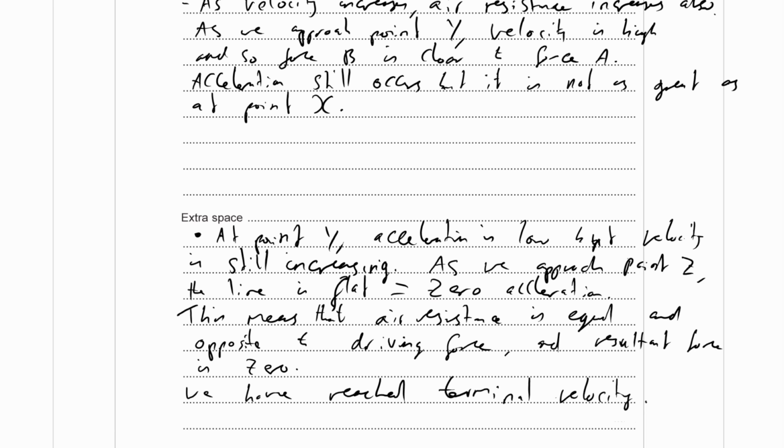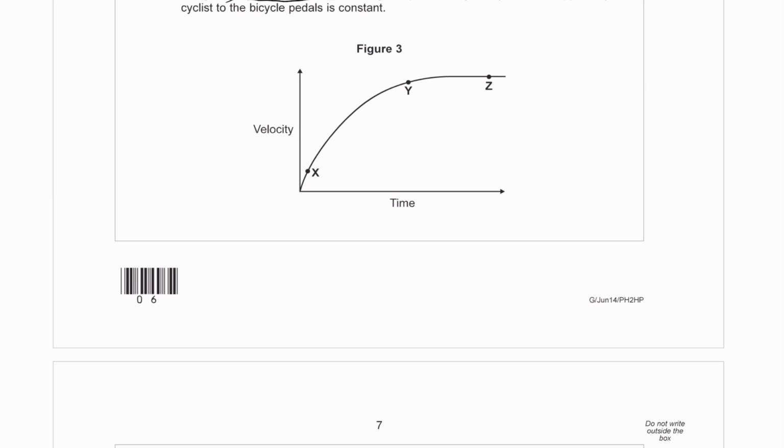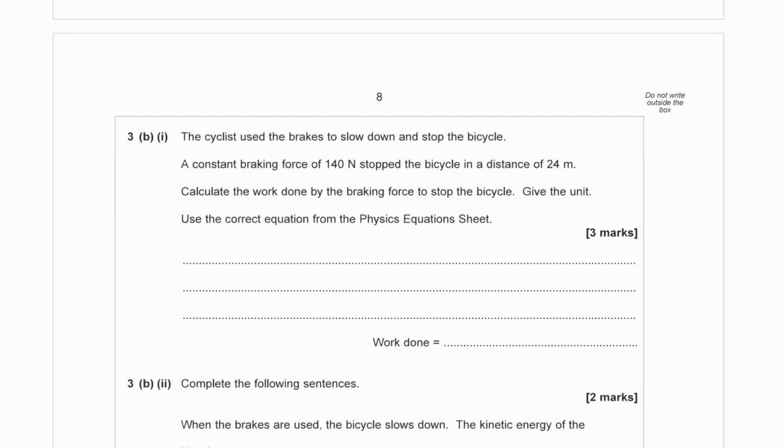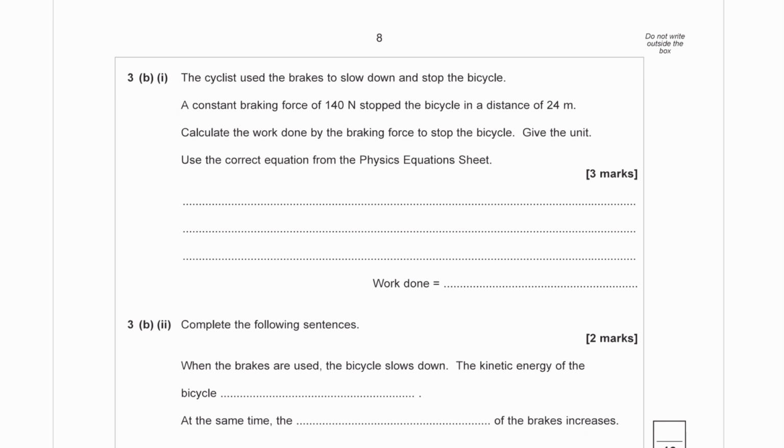Okay, right, so that was a long question, but it is a very good one. It's a very common question that comes up when you have to explain how something reaches terminal velocity if the driving force remains constant. So let's move on to part B. So here in B part 1, we've got the cyclist used the brakes to slow down and stop the cycle. A constant braking force of 140 newtons stopped the bicycle in a distance of 24 meters. Calculate the work done by the braking force to stop the bicycle and give the unit.